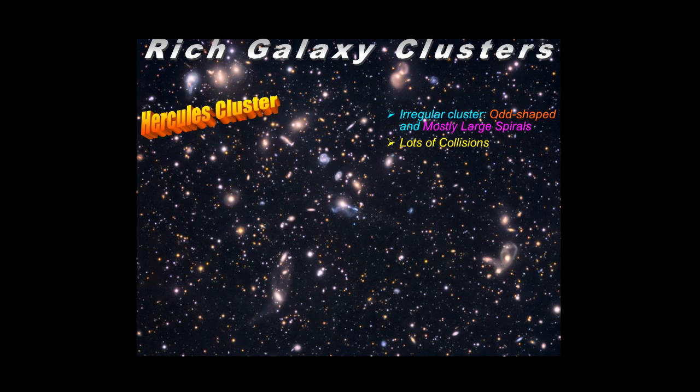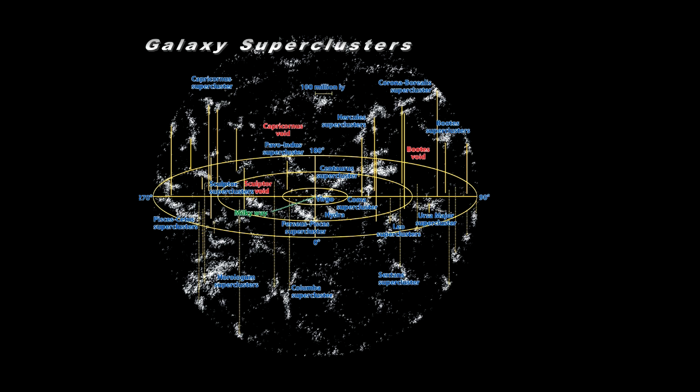Lots of collisions going on, as you can see here. Lots of events where galaxies are interacting with each other. And that wreaks a lot of havoc in the cluster. Now, just as the galaxies don't form in isolation, so too the clusters of galaxies do not form in isolation. So we have clusters of clusters, known as superclusters. Some of the largest structures in the universe consist of dozens of clusters.